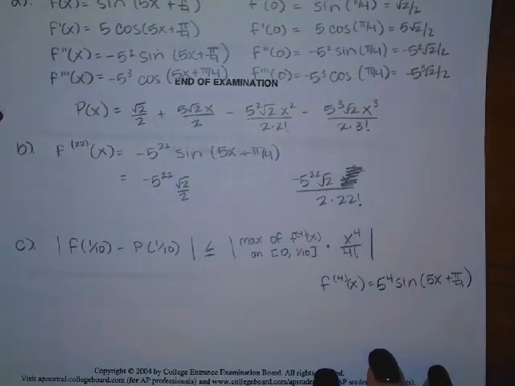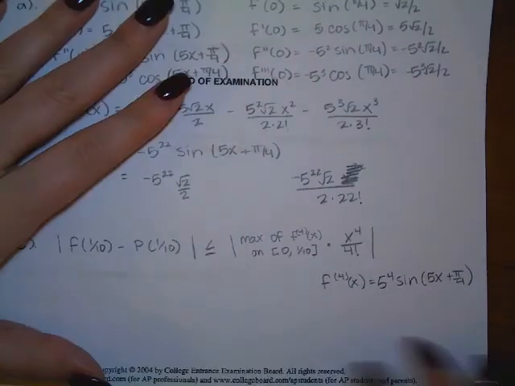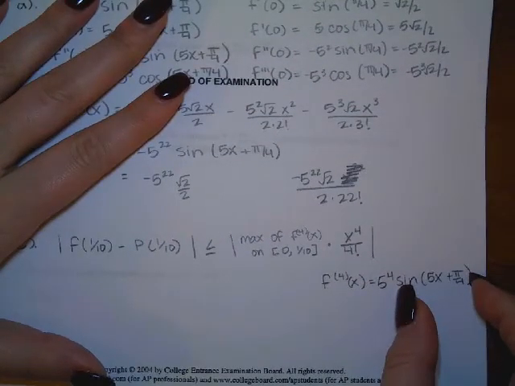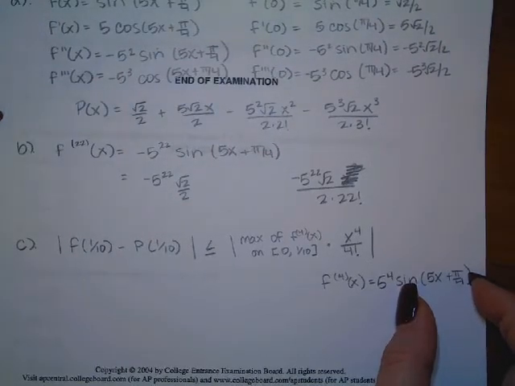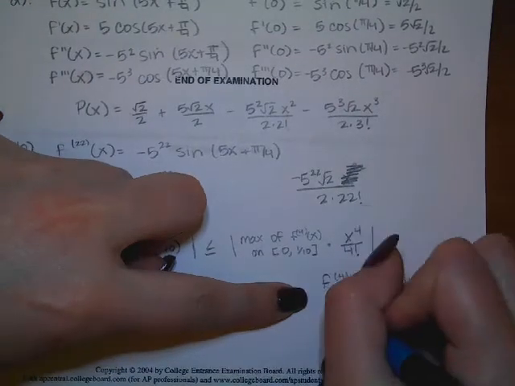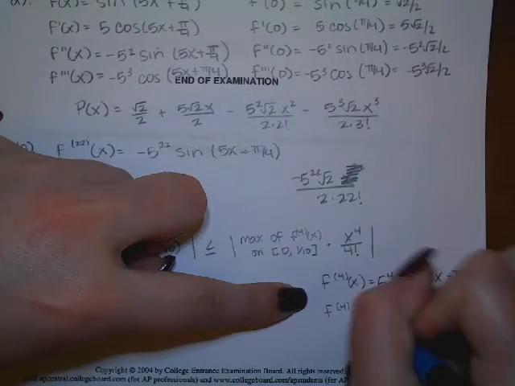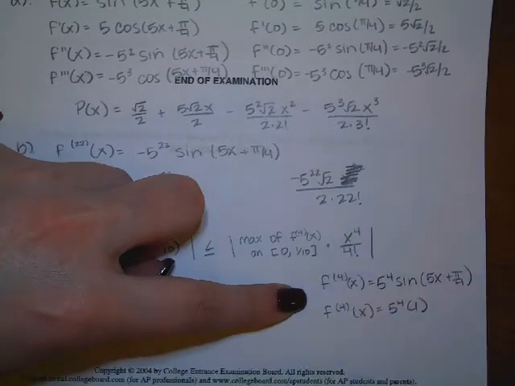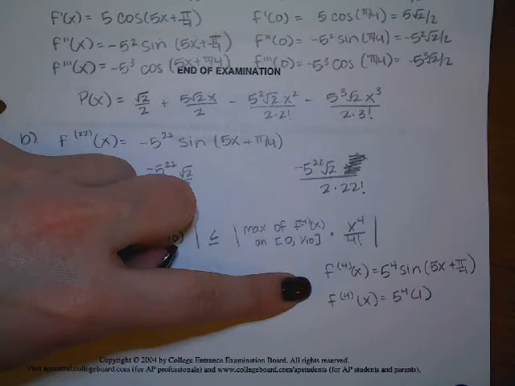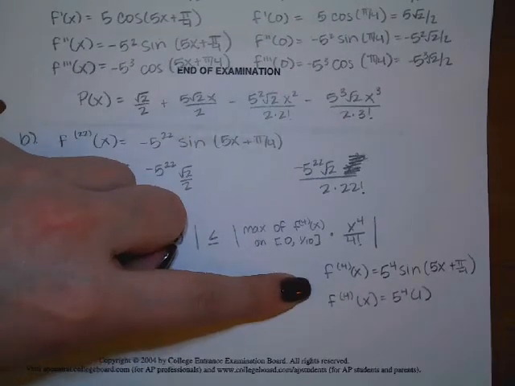And when we don't have a graph to reference, do you guys remember what I said we could do for a sine or a cosine graph? Estimated at 1. You guys remember that? Because it bounces between 1 and negative 1. So if we don't know what the decimal is, let's just use 1. That's the most conservative thing we could do. So I'm going to say that the derivative is going to equal 5 to the 4th times 1. That's the most conservative thing I can do there. Does that make sense?